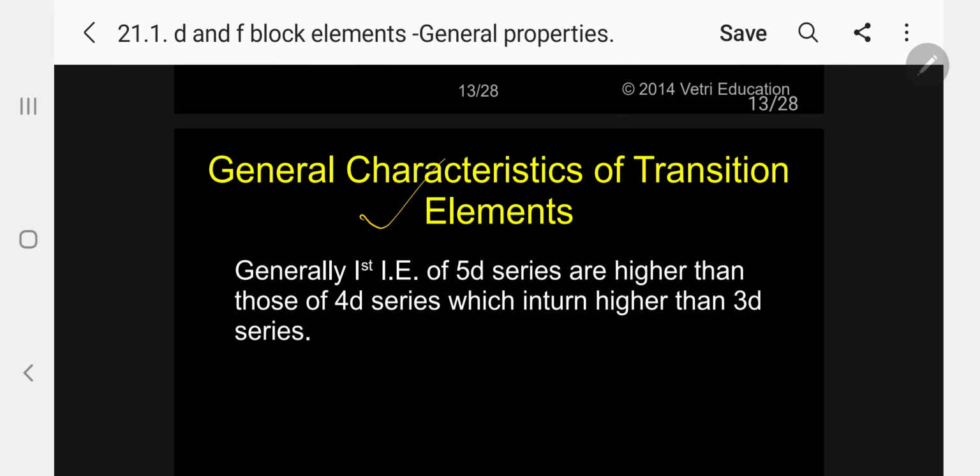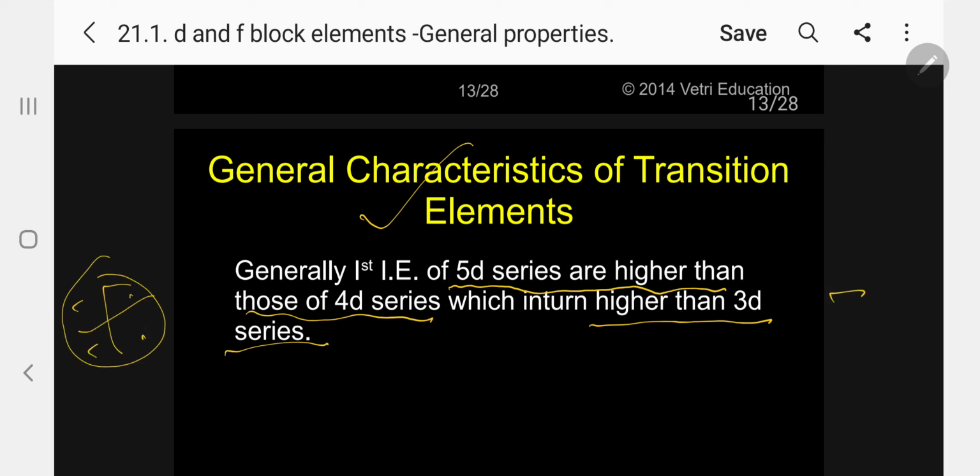Generally, the first ionization energy of the 5d series is higher than that of the 4d series, which is in turn higher than the 3d series. So the 3d series has the lowest ionization energy compared to 4d and then 5d. Please remember, a question can be asked.